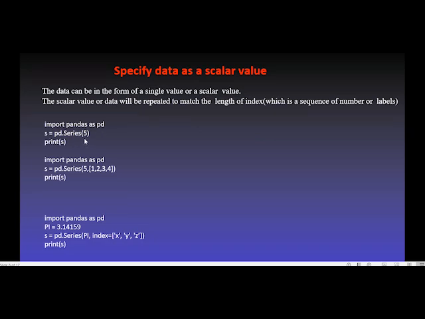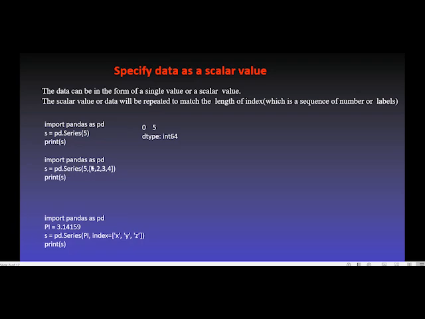So, here what did we pass? 5. We just passed the scalar value 5. How will it be created? We haven't passed any index here and we have only one value. So, how will it be created? By default the index will be 0 and at the 0th index we have the value 5. Data type is int64 as 5 is an integer.